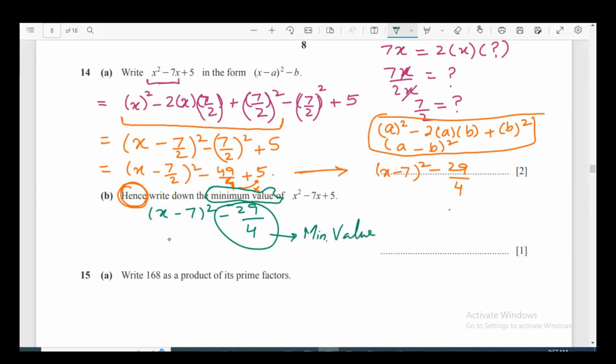So the answer will be, minimum value is minus 29 over 4 is the final answer. Sorry, my mistake here. Minus 29 over 4, the final answer.